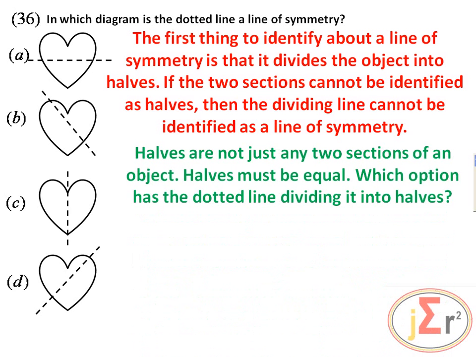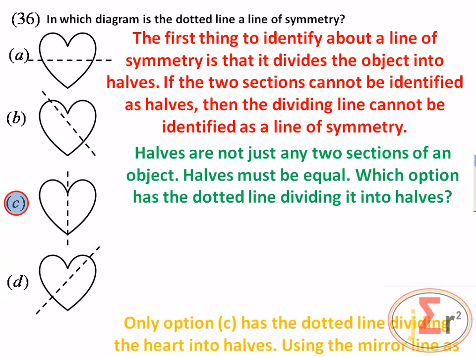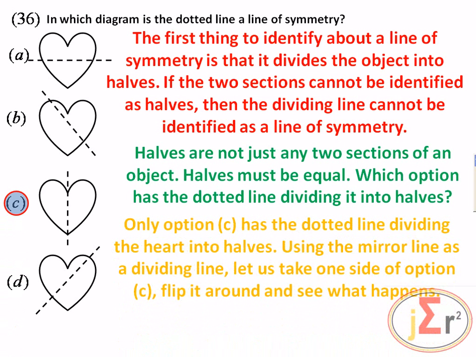Halves are not just any two sections of an object. Halves must be equal. Which option has the dotted line dividing it into halves? Which option is that? Option C. Option C is the only option that contains halves. Only option C has the dotted line dividing the heart into halves.